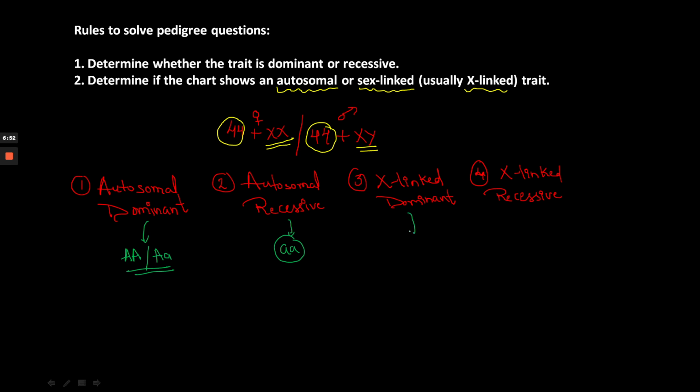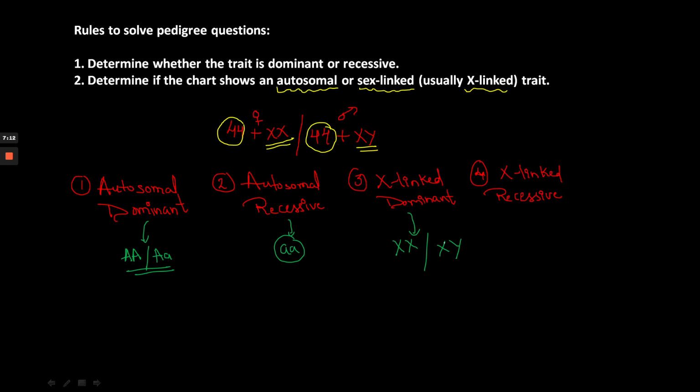Now if I talk about X-linked dominant disease, of course the defective allele will be present on the X chromosome. In the case of a female, it will be present on the X chromosome, and in the case of a male, it will be present in XY.